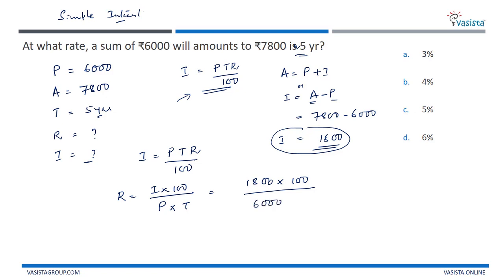Principal is 6,000 into time, which is 5. Let me simplify this. These two zeros I will cancel. 6 3s are 18, 10 1s are 10. This becomes 3 into 10 divided by 5. Again simplified, 5 1s are 5, 5 2s are 10. Now you need to multiply 3 and 2, 3 2s are 6. The answer is 6%, option D. Hope you understood, right?